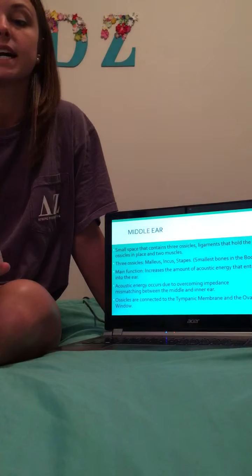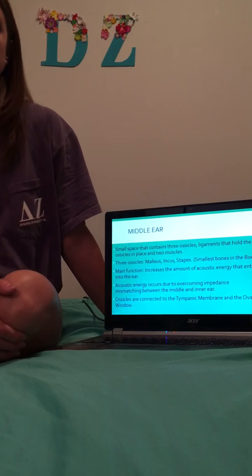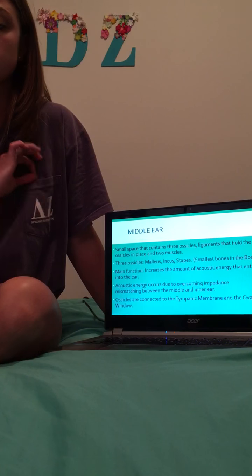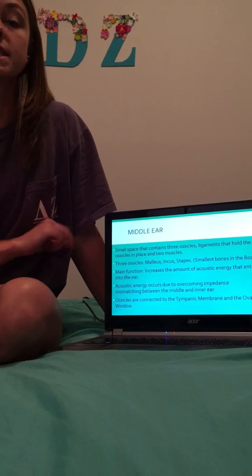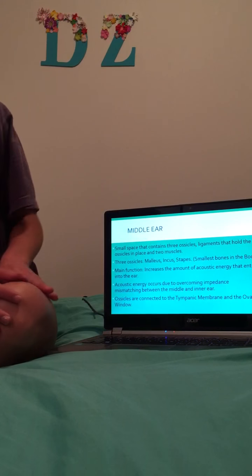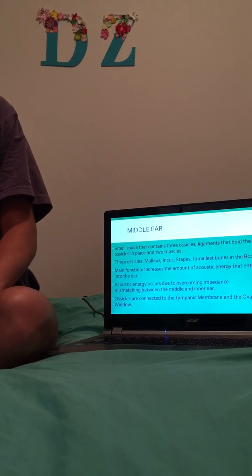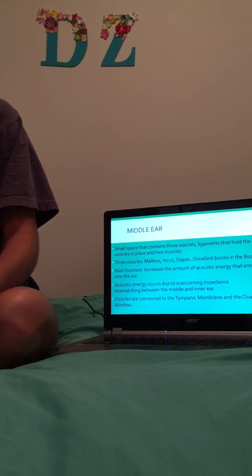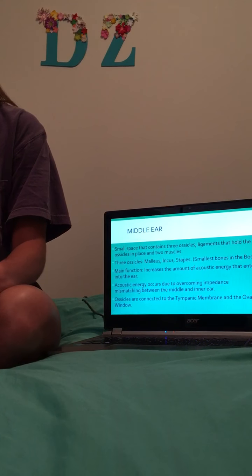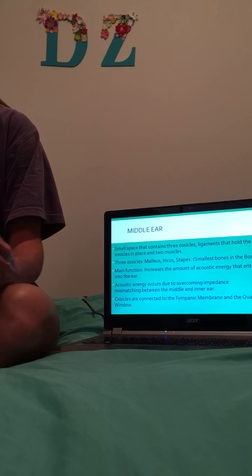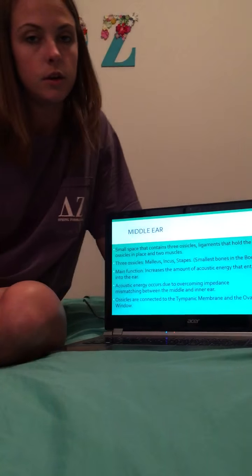The middle ear is a tiny space that contains three ossicles: the malleus, the incus, and the stapes, which are the smallest bones in the body, ligaments that hold them in place, and two muscles. Its main function is to increase the energy by overcoming the impedance mismatch between the middle and the inner ear. And the ossicles are connected to each other with the tympanic membrane on one side and the oval window on the other side.